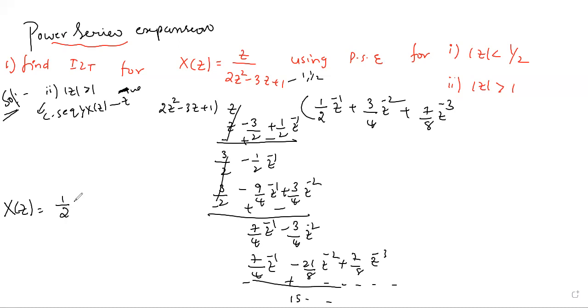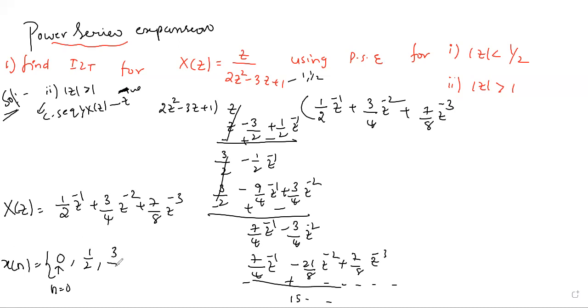So x of z is half into z power minus 1, plus one more term you can take here, plus 7 by 8. From this, what is x of n? Constant term is not there, so the coefficient we take as 0. It is a positive sided sequence. Z power minus 1 coefficient is 1, n equal to 1, n equal to 2, n equal to 3, and so on. This is the inverse Z transform.